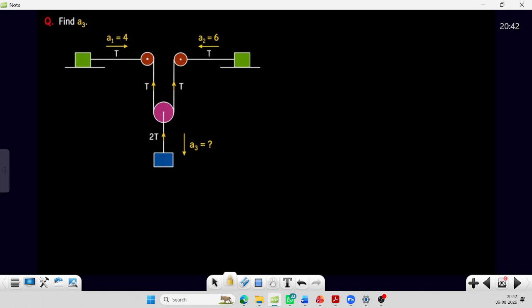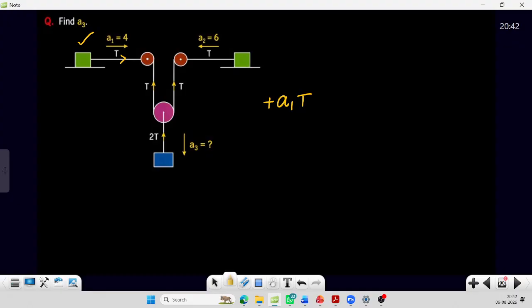Look at now here. We need to apply this dot product for each block. They already mentioned the directions also. This block is moving to the right side, so the tension is here. Now acceleration and tension, same or opposite? Same direction, angle 0. So the dot product is cos 0, which is 1. So we get plus A1 into T.